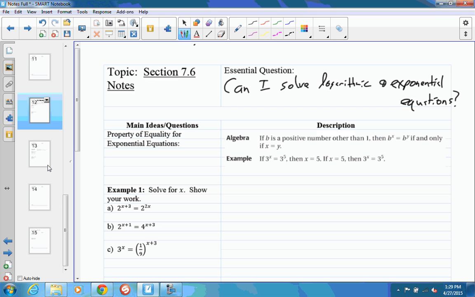Can I solve logarithmic and exponential equations? Yes. So there are two properties I want us to go over. They're in fancy math language, but they're actually super easy. You don't even have to memorize anything. They're just kind of common sense more than anything.